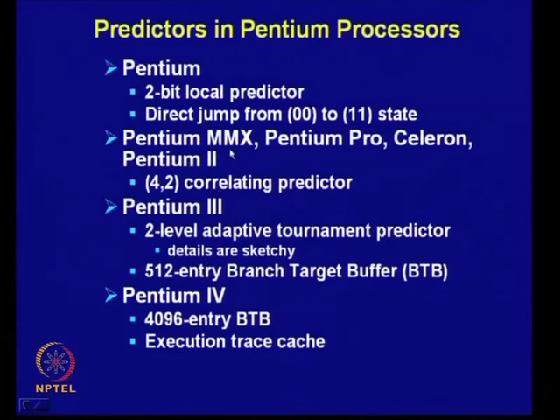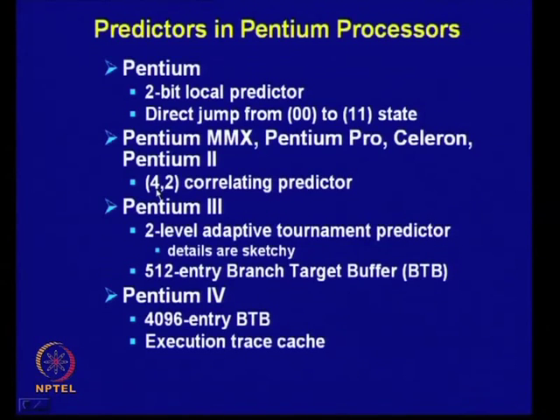Then for Pentium MMX, Pentium Pro, Celeron and Pentium 2, they use a (4,2) correlating predictor. That is a correlating predictor where you have got global and local predictors. That means a 4-bit global history and a 2-bit predictor have been used. So, you can have 2 to the power 4 different tables, you can say.